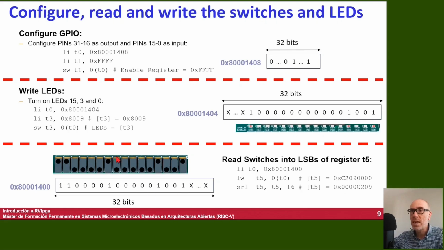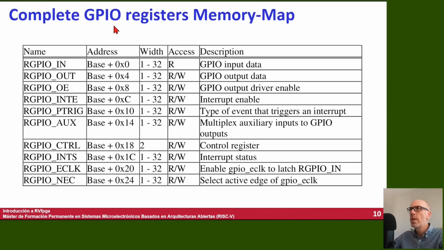If the switches were like this, the read register would show 110000 based on which switches are up or down. This is the value read in T5, and after shifting 16 bits right, T5 will contain this value. Note that the GPIO we're using has more registers than the 3 we've discussed. It includes registers for interrupts, GPIO auxiliary input multiplexing, and others we'll use later.